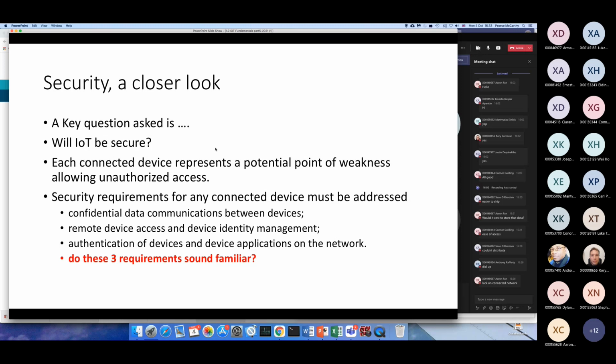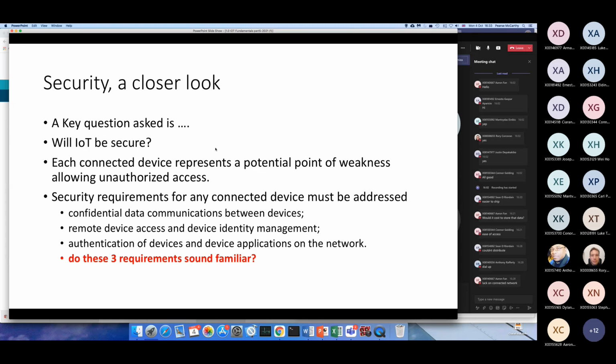Remote device access and device identity management. In other words, I might need to get access to this device remotely. I might have to log into it, and I would like to be damn sure the device is the device I think I'm talking to. It is the one I'm talking to.